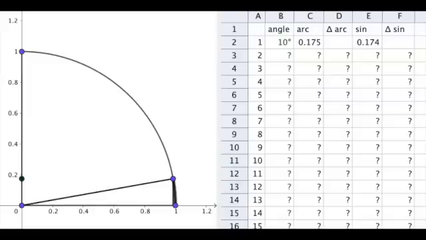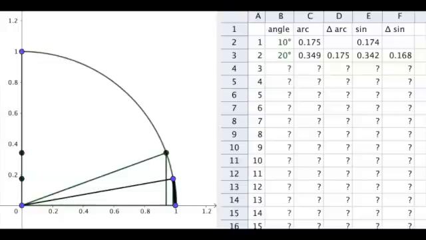Seeing the values in a chart might give some insight into what's going on here and what the issues are. Here's a 10-degree angle, and over here in the chart, that arc length is about 0.175. That's this little arc length here. And the sine, this vertical line segment, is pretty close to it. It's a little smaller. It's 0.174. And the line segment from this blue point to this black one shows what the sine of 10 degrees is.